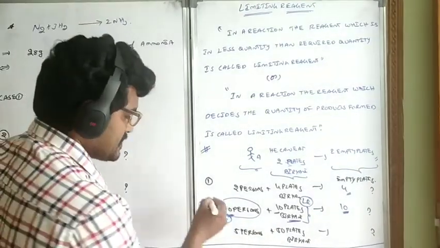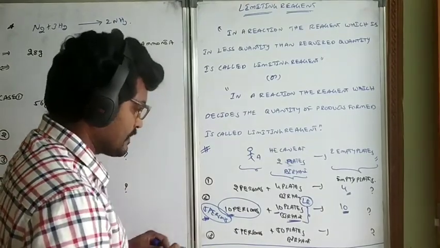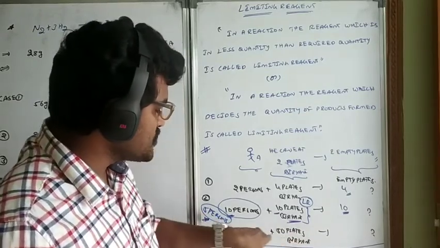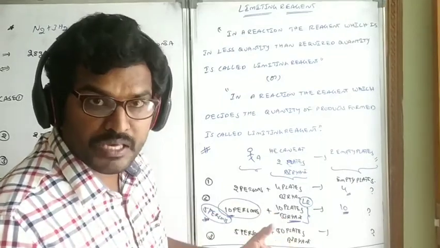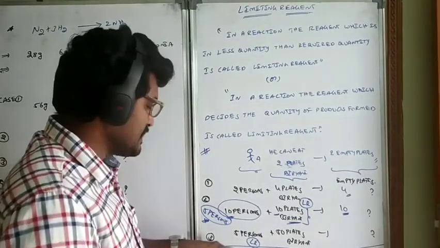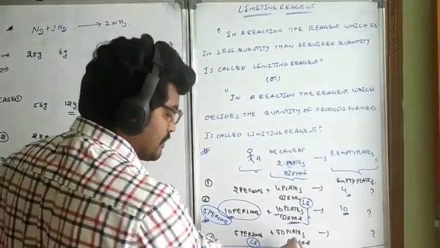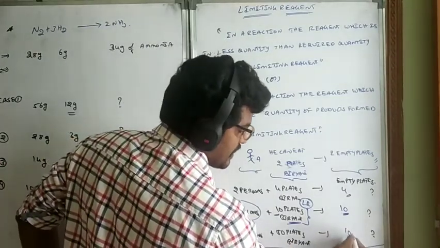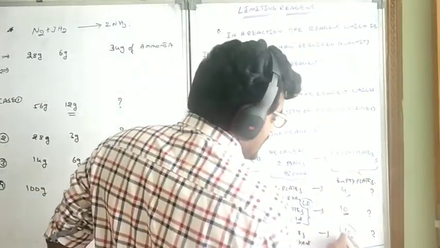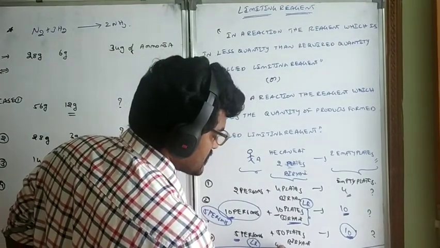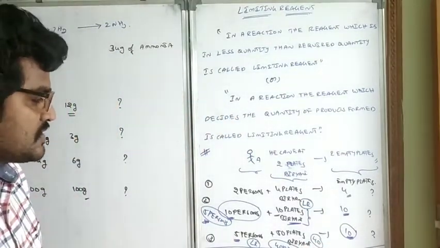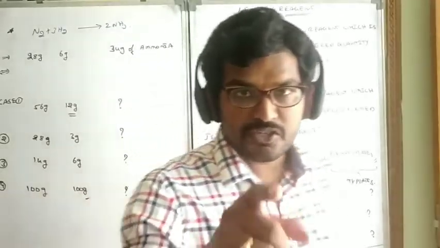Next, case 3. You see, this is case 2, and look at case 3. There are 5 persons and 50 plates of biryani. 50 plates of biryani means you need 25 persons to completely finish the biryani, but only 5 persons are there. So these are less quantity than the required. So that's why this will become the limiting reagent. So how many plates of biryani are left over? How many empty plates will come? 10, because 5 persons will eat 10 plates of biryani, so they will produce 10 empty plates. And how many biryanis are left over? 40 biryanis are left over. So like this they will be asking different questions. Hope you understood this example.